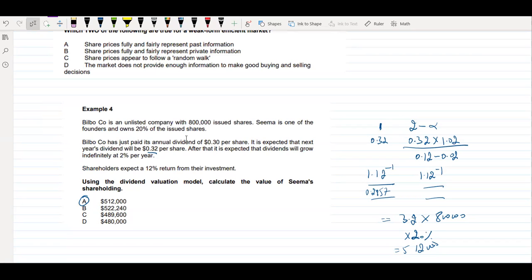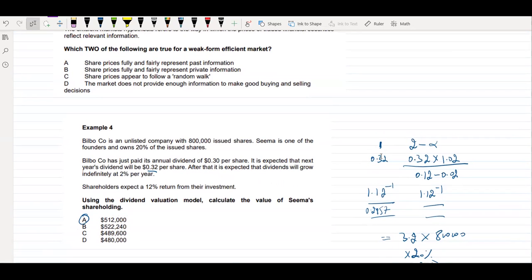It is expected that next year dividend will be 0.32. Okay, year 1 pay 0.32 has come, next year's dividend. After that, it is expected that dividend will grow indefinitely at 2%. Year 2 onwards, you will get a perpetuity growth. So last dividend into 1.02 divided by 0.12 minus 0.02, discounted with year 1 discount factor.